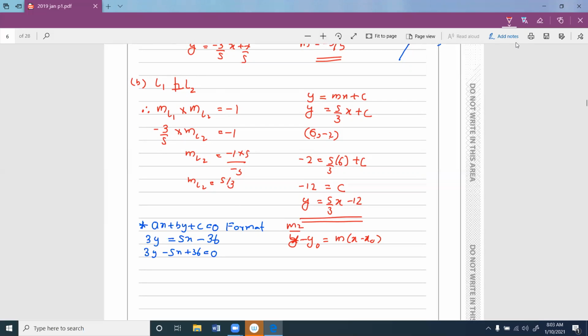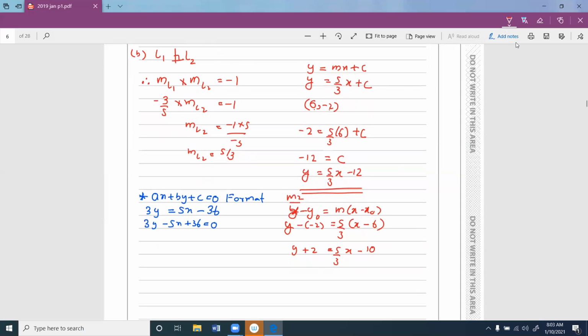Here x naught, y naught is the coordinate and m is the gradient. So y minus y naught is y minus (-2), the gradient is 5 over 3, and x minus x naught is x minus 6, the x coordinate. Then you can say y plus 2 equals 5 over 3 times (x minus 6), which is 5 over 3 x minus 10. Here also you get the same answer, y equals 5 over 3 x minus 12. Whichever way, you get the same answer, so it's up to you which way you use.